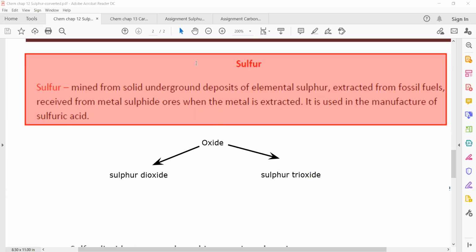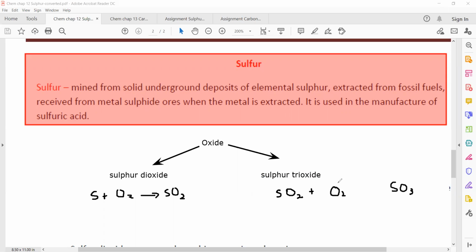Manufacture of sulfur dioxide, how is it formed? When sulfur reacts with oxygen, the element sulfur burned in the presence of oxygen or in air, it produces sulfur dioxide. But sulfur trioxide is not a stable compound. How is it formed? When sulfur dioxide, which is already formed, further reacts with oxygen, this results in the formation of sulfur trioxide.